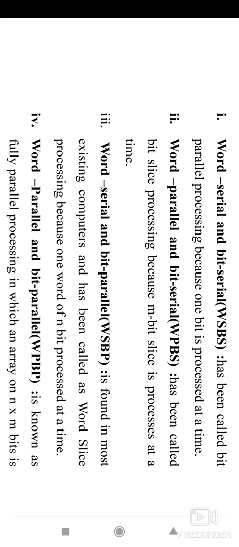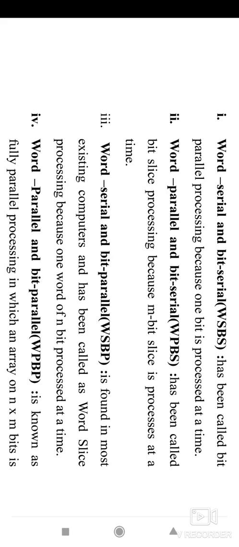I have explained what a bit slice is. A bit slice is the bits taken one bit from each word at the same vertical position. Okay, so if you are arranging the words in a matrix form, the bits at a particular vertical position, one bit from each word, are processed here. Okay, so here it is word parallel and bit serial.